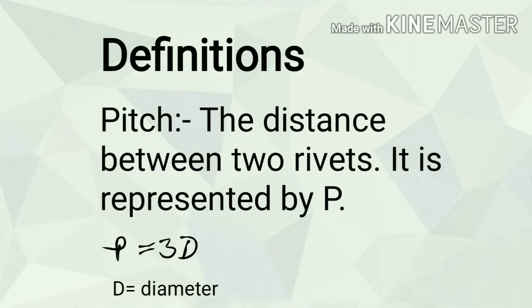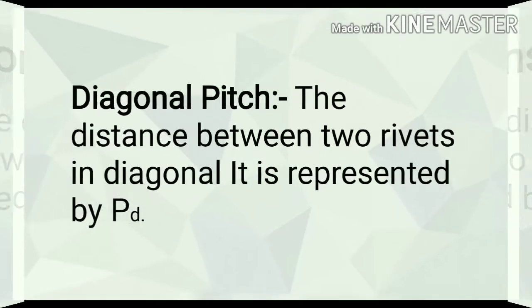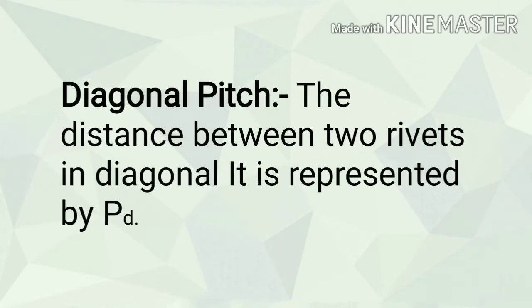Definitions. Pitch: the distance between two rivets. It is represented by P. P is equal to 3D, where D is the diameter. Diagonal pitch: the distance between two rivets in diagonal. It is represented by PD.